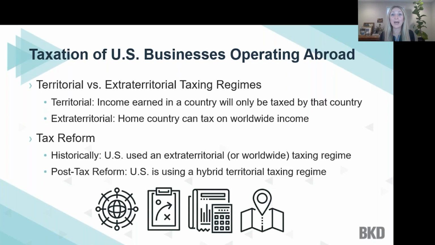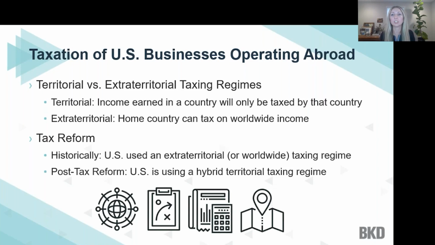So we need to reel it back into the basics of international taxation. So I'm going to briefly discuss two types of taxing regimes that countries may decide to implement when resident companies earn income in foreign jurisdictions. One taxing regime is a territorial system. A territorial taxing regime is implemented by a country where the country will only tax income earned in that country.